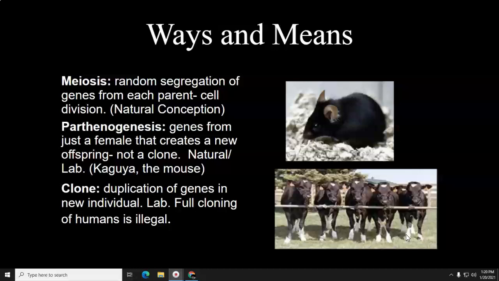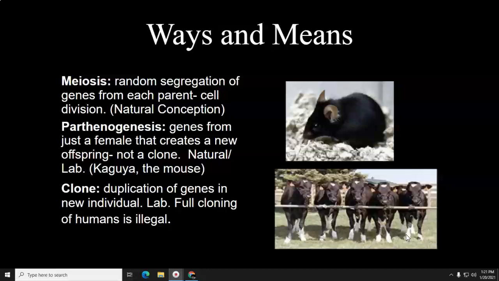There is parthenogenesis, which is when genes from a female create a new offspring. It's not a clone, and there are no males involved. It happens naturally within some species. Some are more common than others. Frogs do this and fish do this, and depending upon what's going on with their population and the ratio of males to females, it can be quite common, because if there aren't enough males to ensure the species is continuing, the females will just start producing.